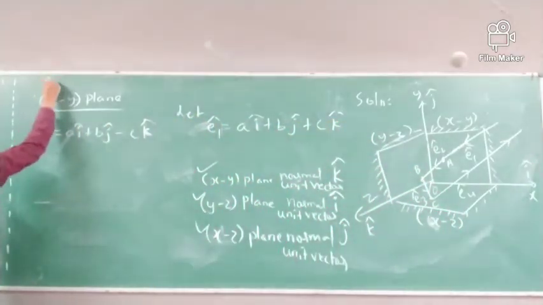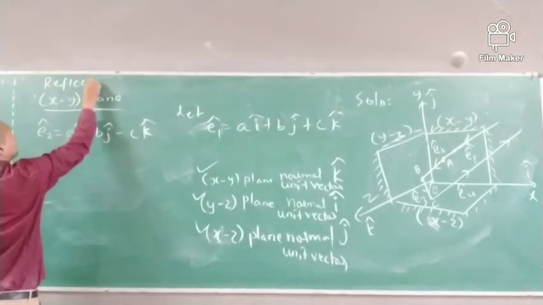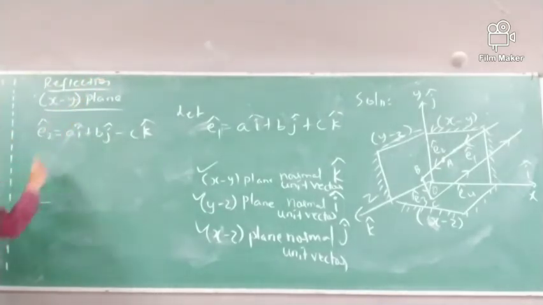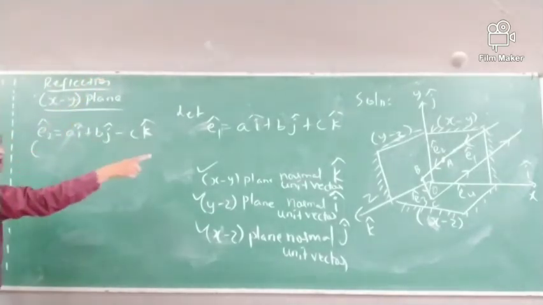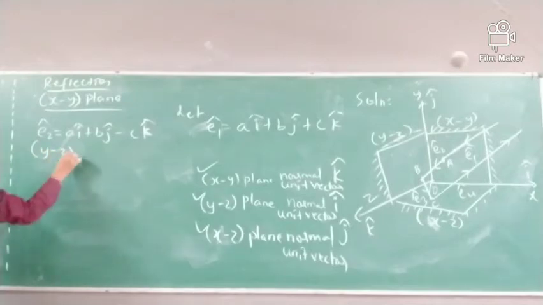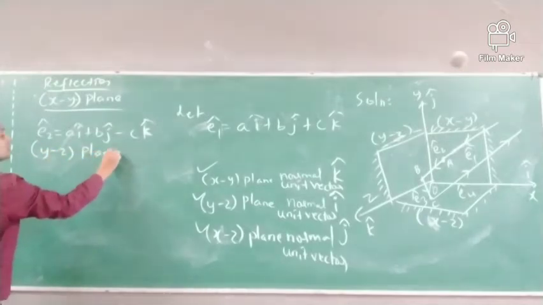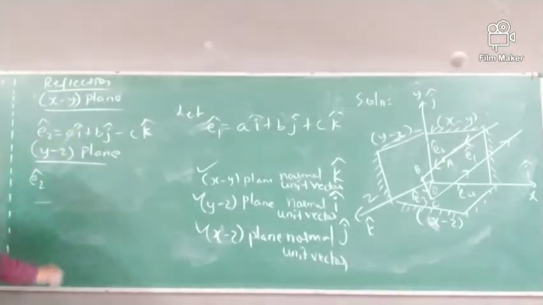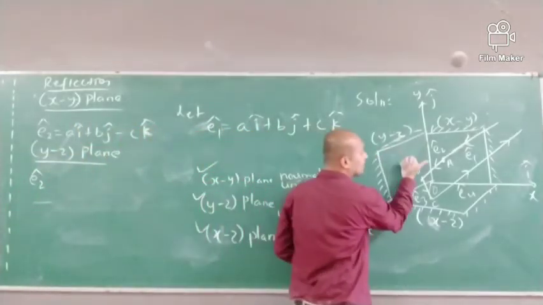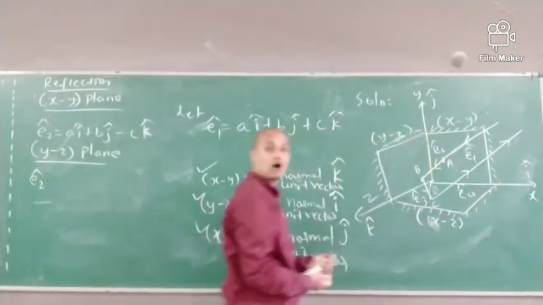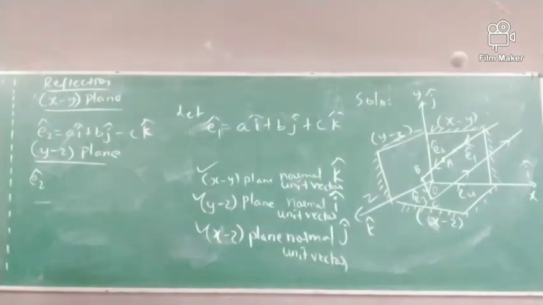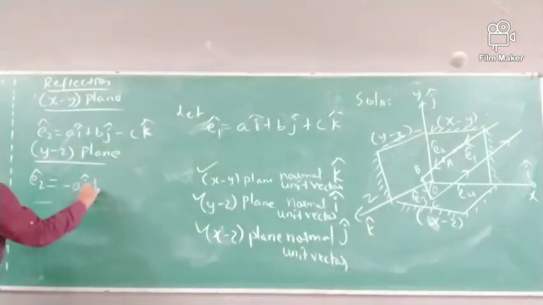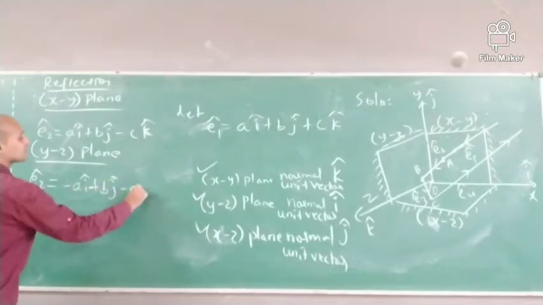After reflection through the XY plane, the next is the YZ plane. After reflection through the YZ plane, this is the incident ray for the YZ plane. It becomes what? What is the normal line for the YZ plane? This is I cap. So the I cap component is the only component which is going to change. See, this will become minus A I cap plus B J cap minus C K cap.